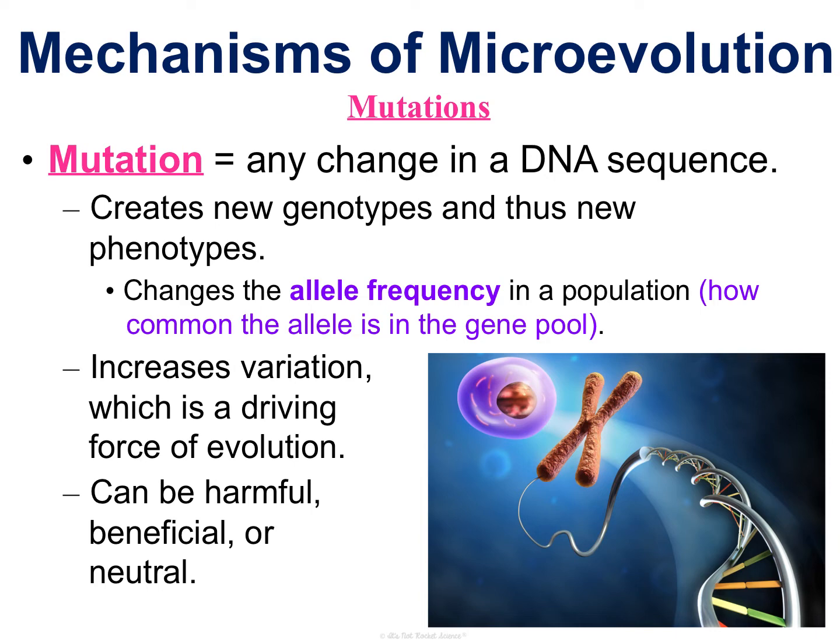And so the allele frequency in a population is going to change. How common is this allele in this gene pool? Well, these mutations, often if they're advantageous, can definitely increase variation in the population. And that is a huge driving force of evolution. It's happening on a small scale because it's happening to one individual, like it happened during crossing over or during conception. And so now we have this allele frequency variation. It can also be harmful or sometimes neutral and just not affect the population whatsoever.